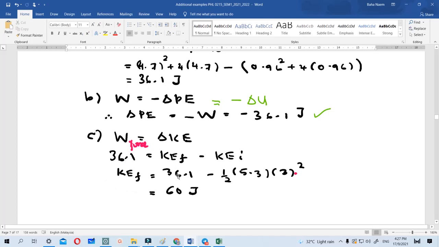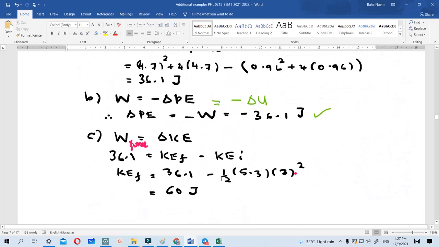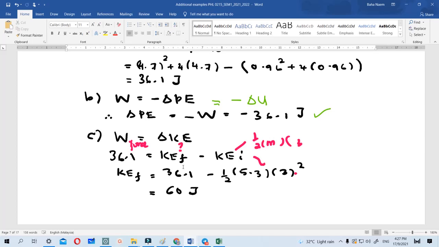So, it should be something like this. The final is unknown. Okay, look at it. This is unknown and this is one. That's this one, M times the initial speed just now. Okay, and then just minus one from another, you will arrive at 60 joule.